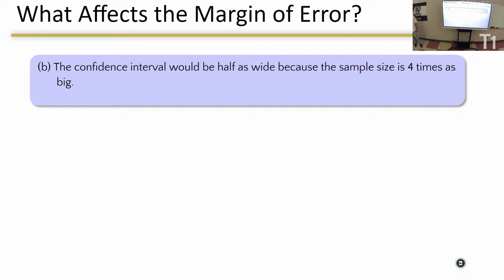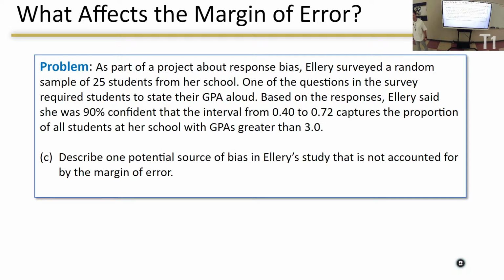Let's bring something in from first semester. Describe one potential source of bias. Let's go back and read the question really quickly because I covered it pretty fast. As a part of a project, Ellery surveyed a random sample of 25 students from her school. One question required students to state their GPA out loud. So what type of bias could have happened? Response. Can non-response happen? No, because if non-response happened, I can't get any information from that cat. Okay? So response bias could have happened.